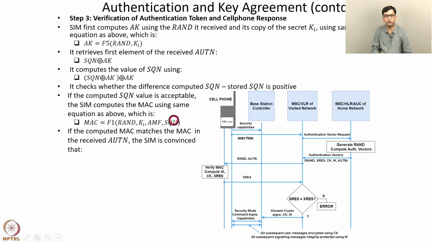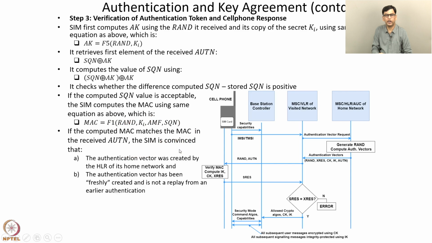If the computed MAC matches the MAC in the received AUTN, then the SIM is convinced that the authentication vector was created by the HLR of its home network, and that the authentication vector has been freshly created and is not a replay from an earlier authentication. The fact that the sequence number is a fresh sequence number shows that this is not a replay attack. And also the fact that the MAC computed by the SIM card matches the MAC that is received as part of the authentication token convinces the SIM card that the authentication vector was indeed created by the HLR of the home network. In this step, the network has authenticated itself to the SIM card. Now the SIM card has to prove to the network that it is legitimate.